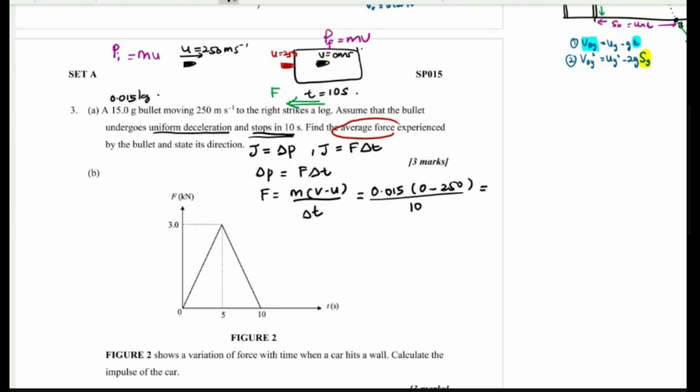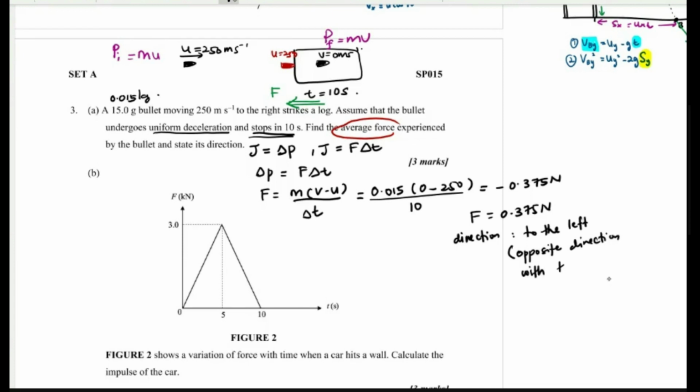So the average force, the force experienced by the bullet F, we will get negative because the direction is opposite to the motion of the bullet. We get negative 0.375. Okay, good. So the magnitude of the force is 0.375 Newton. And then the direction is to the left, or we can say it is in the opposite direction to the motion of the bullet.